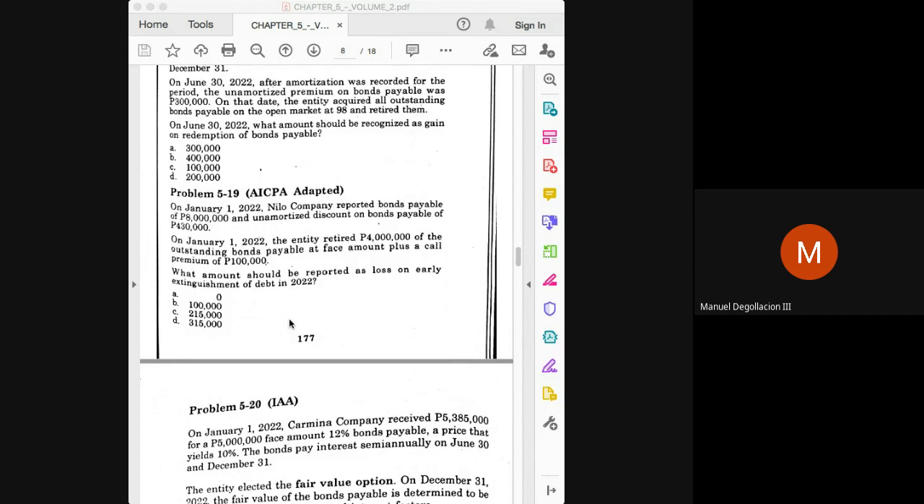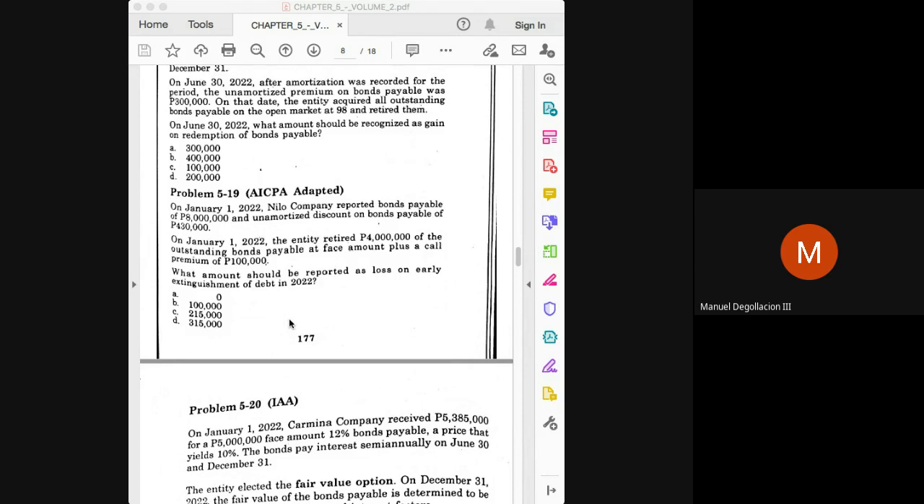The 430,000 discount is for the entire 8 million, so the proportionate share of the portion that was retired would also be one half. Since we retired one half, we will also have to recognize one half of the related discount, one half of the remaining unamortized discount. So if the 430,000 is for the entire 8 million, the corresponding discount attributable to the 4 million which we are retiring would also be one half, which is 215,000.